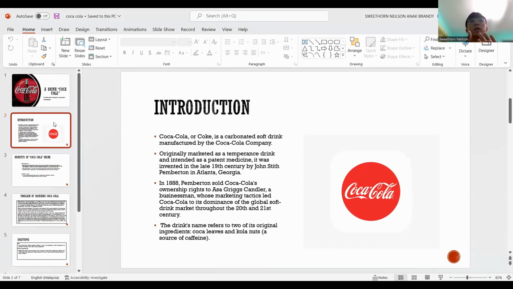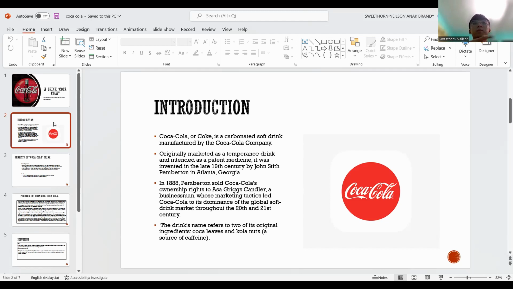Coca-Cola or Coke is a carbonated soft drink manufactured by the Coca-Cola Company, originally marketed as a temperance drink and intended as a patent medicine. It was invented in the late 19th century by John Pemberton in Atlanta, Georgia. In 1888, Pemberton sold Coca-Cola ownership rights to Asa Griggs Candler, a businessman whose marketing tactics led Coca-Cola to its dominance of the global soft drink market throughout the 20th and 21st century.